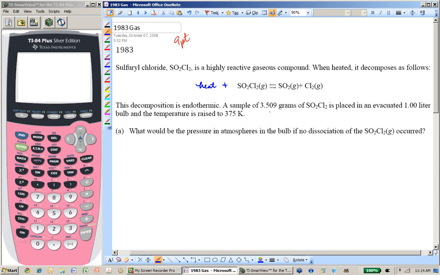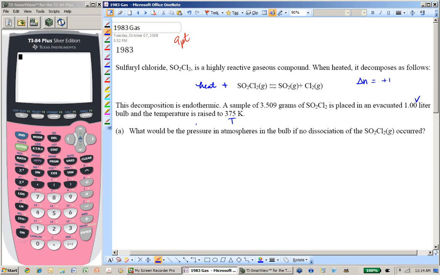A sample of 3.509 grams of it is placed in an evacuated 1 liter bulb, and the temperature is raised to 375 Kelvin. How kind that they gave me Kelvin. They also gave me a volume, and it's all gases up here. And I'm envisioning maybe some PV = nRT coming on. Also, I'm thinking that if I need change in the number of moles for the politically correct equation, that's going to be a +1, because I see 1 mole of gas on the left and 2 moles of gas on the right. So it increased by 1 mole of gas, hence the +1. And I have grams, which means I can get to moles if you make me.